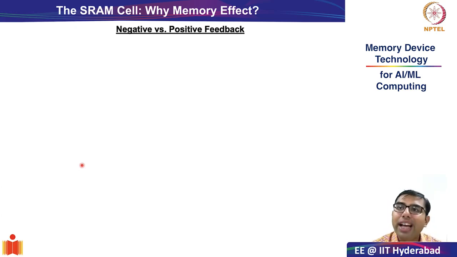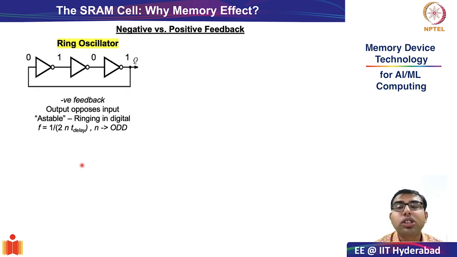To understand why there is a memory effect in SRAM cells, we have to understand the concept of negative versus positive feedback. So what is this concept of negative versus positive feedback? In the previous slide, we saw that an SRAM cell is nothing but cross-coupled inverters where the number of inverters is 2. What happens when the number of inverters is 3, or for that matter, any odd number?